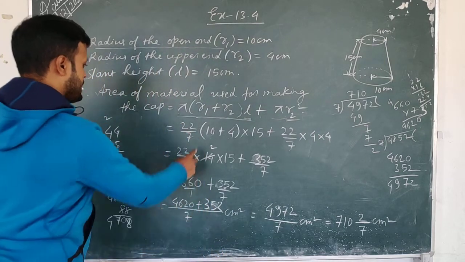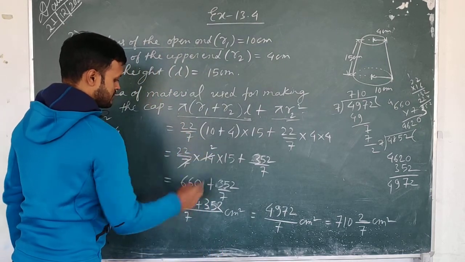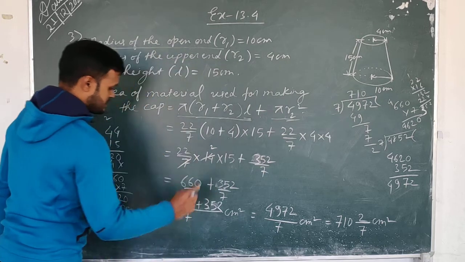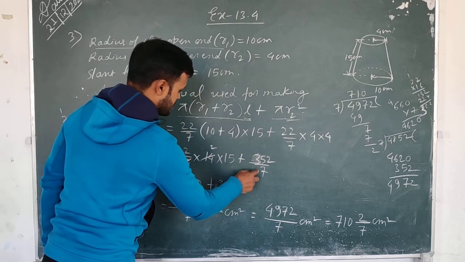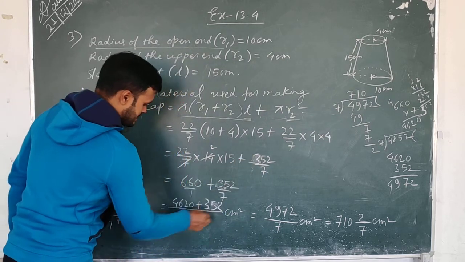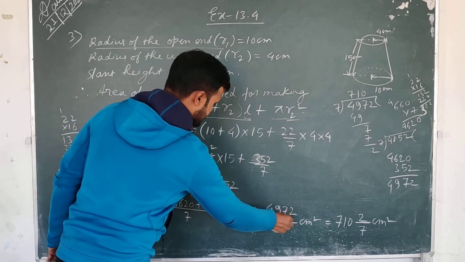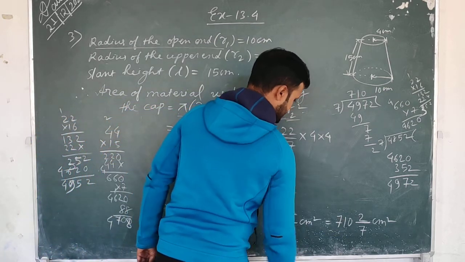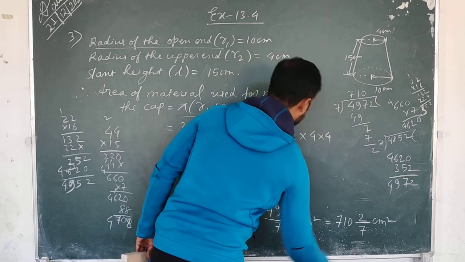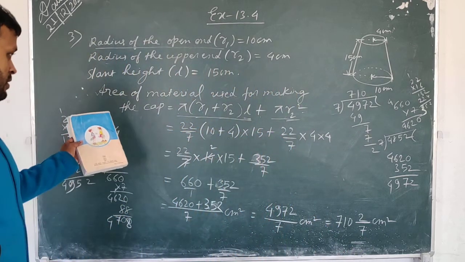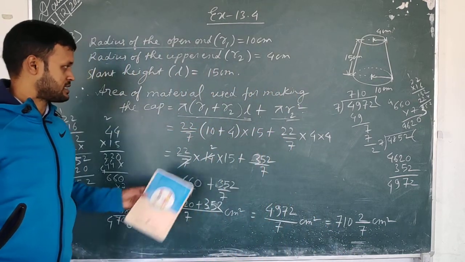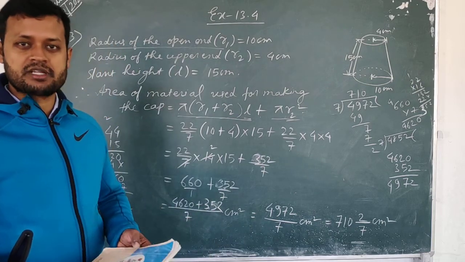So 10 plus 4 is 14. With 7 you cancel 14 two times. 22 into 2 into 15 is 660. And here 352 by 7. Take the LCM, and you will get 4972 by 7, and then put it into mixed fraction. 710 2 by 7 centimeter square is the area of the material used for making the cap. Okay. So this is how the formula for frustum is used.